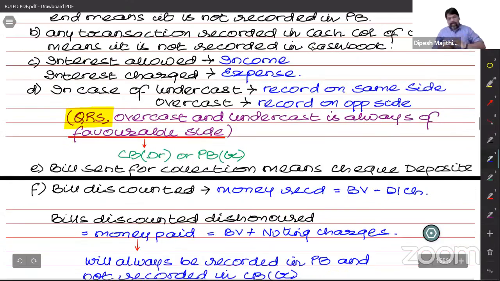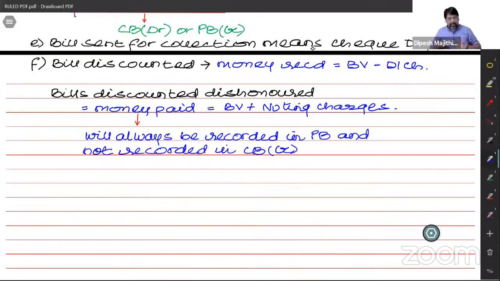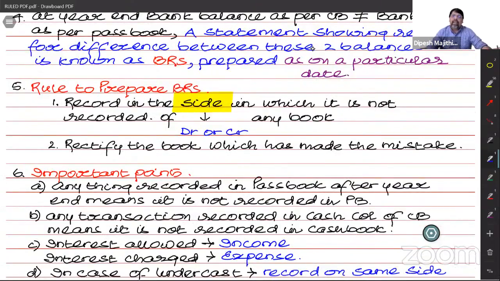So if I again come back to chartered, what is the rule to prepare BRS? This is very, very important, chartered. First, record in the side in which it is not recorded and rectify the book which has made the mistake. Side means it can be debit, it can be credit. Am I clear? Yes, sir.